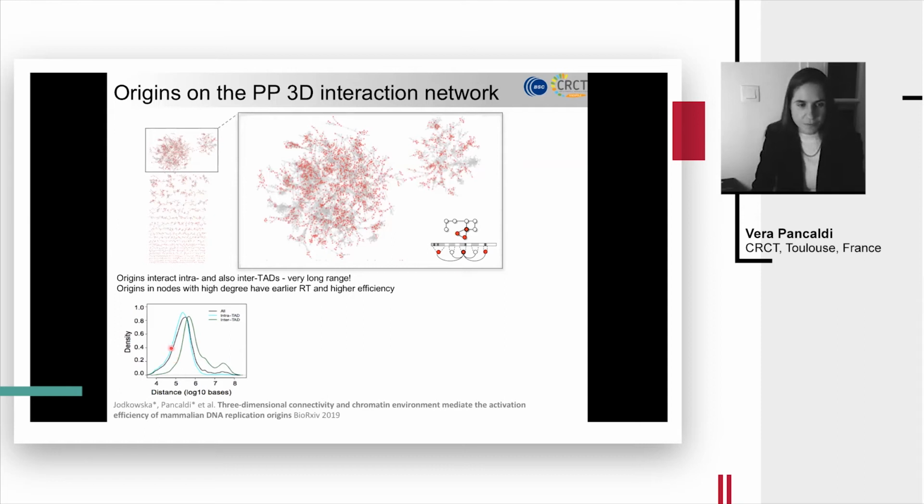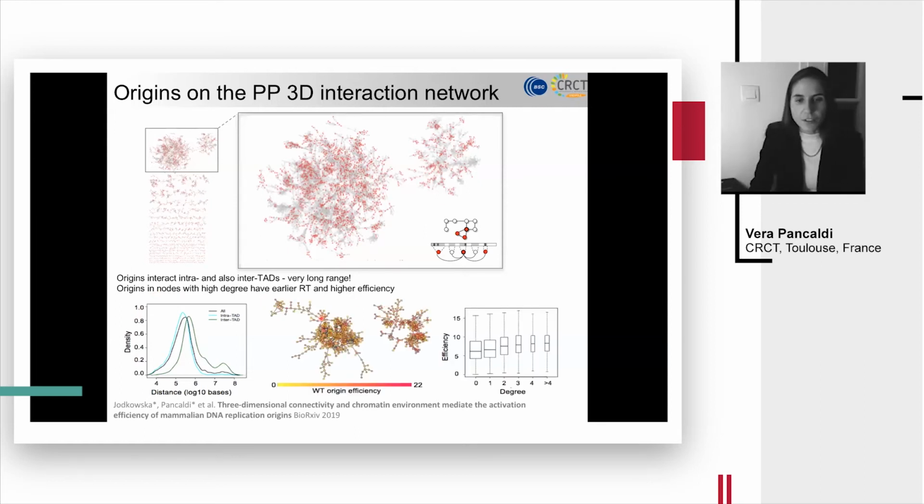in larger structures. Another finding that we presented in this paper was the fact that origins in nodes with high degree have earlier replication timing and higher efficiency. What you can see here is basically a tiny subset of this replication origin network, and you can see that the nodes that have more interactions tend to have higher efficiency.